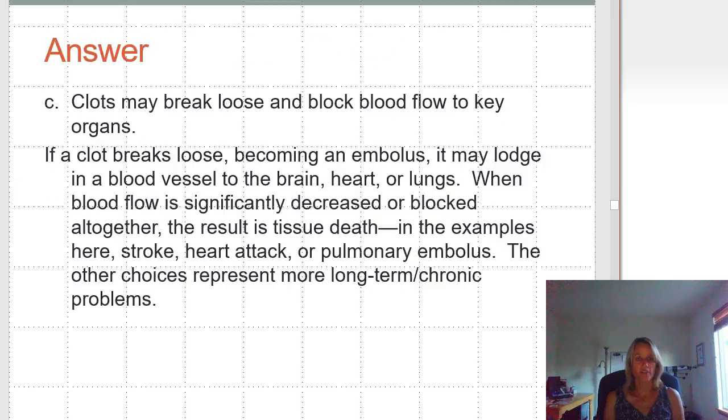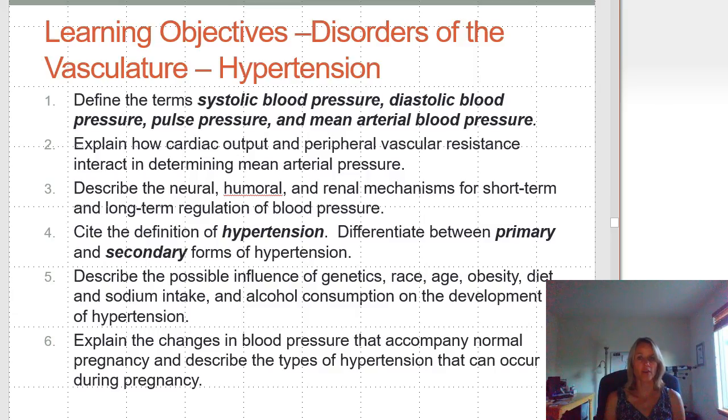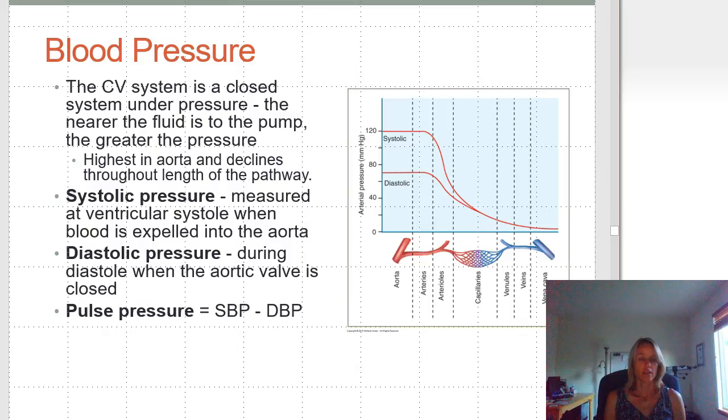Do take some time to answer these questions. And now we're going to move on to disorders of hypertension. So first, let's talk a little bit about the blood pressure.